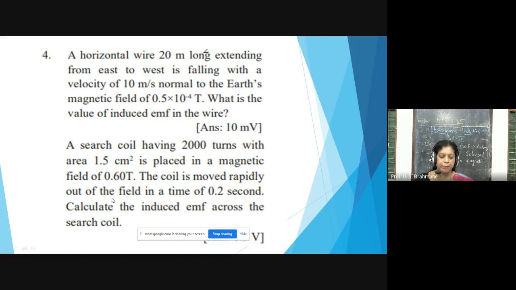The coil is moving rapidly out of the field in a time of 0.2 second. So the number of turns is there, the area is there, B is there. Calculate E equal to what? E equals d phi upon dt. And phi means what? N B A, right? Divided by 0.2. So you go through this and you will get the answer.